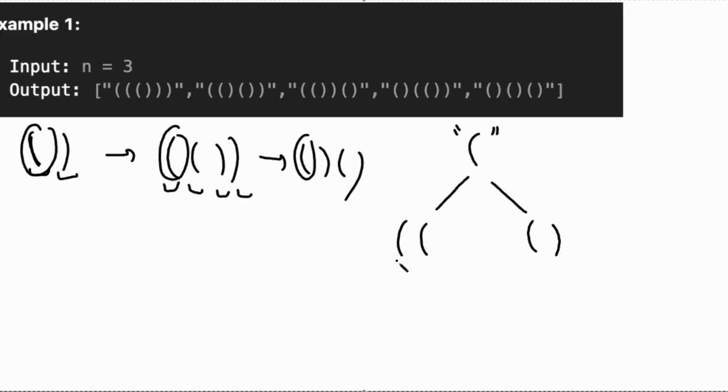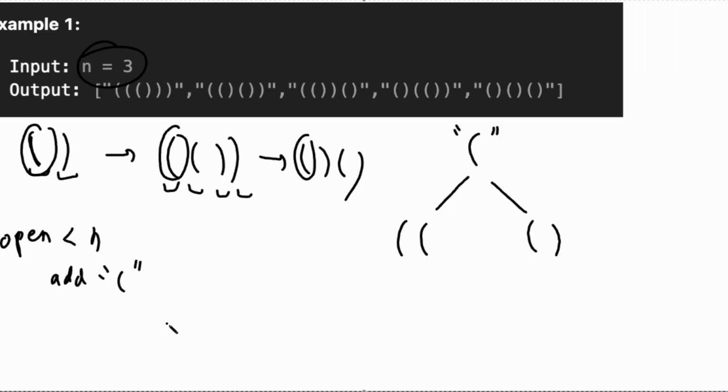But how many open parentheses can we afford to add? The number of open parentheses we can afford to add has to be at most n, which is equal to 3. When the number of open brackets is equal to 3, we cannot add any more. Therefore, one criteria we can establish is that the number of open brackets has to be less than n for us to add an open bracket.